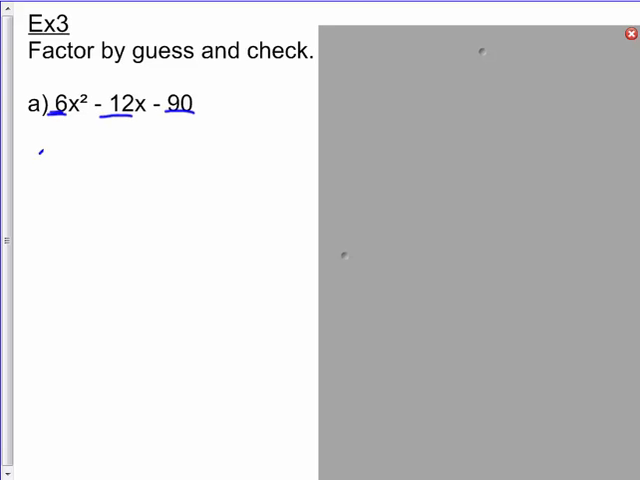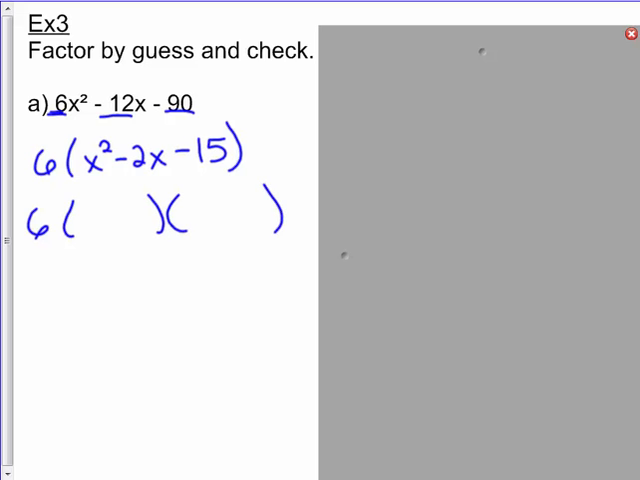So in example 3, I'm going to factor by guess and check, and the first thing I should always do, look, can I factor out a number or even a variable here? So I pull out a 6, and now I'm going to factor this here. I have x squared, again, that's x times x.